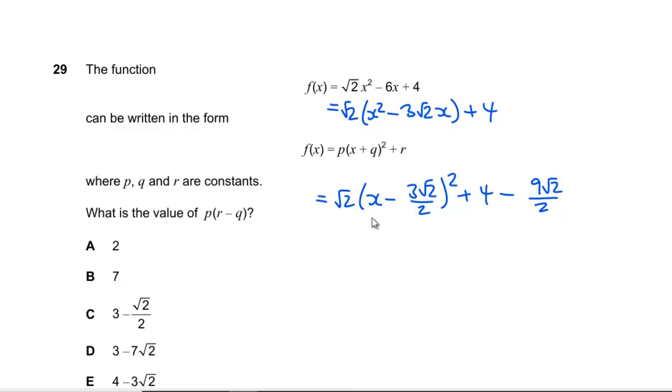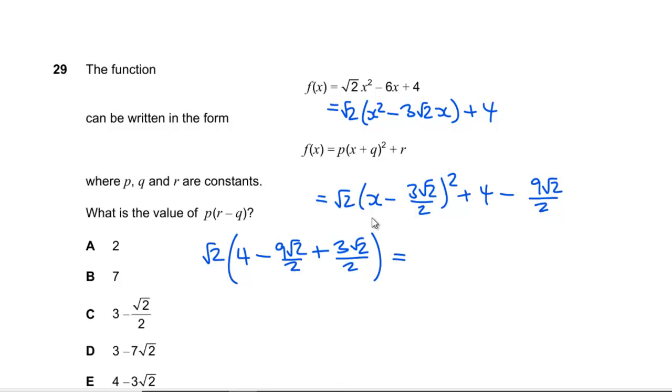So I now want P, which is root 2. Then I've got to do R minus Q. So that's 4 minus 9 root 2 over 2. That's my R. And then Q, which is going to be a plus 3 root 2 over 2. So I want to do all of that.